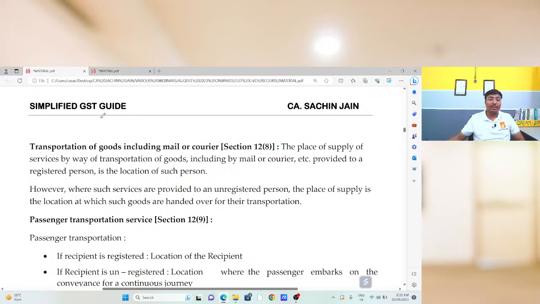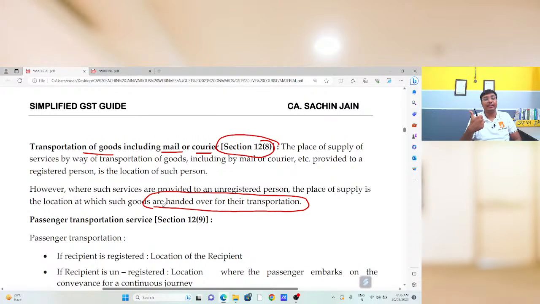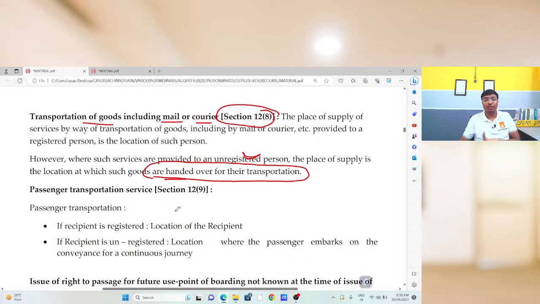Now we are going to discuss the next point, that is Section 12 Subsection 8. In case of transportation of goods including mail or courier, the place of supply will be the location where the goods are handed over to that particular person. Two situations are there. If the recipient is registered, in that case the GSTN will be treated as the place of supply. If the recipient is an unregistered person, where the goods are handed over for transportation will be treated as the place of supply. Okay, so this is related to the transportation of goods services.